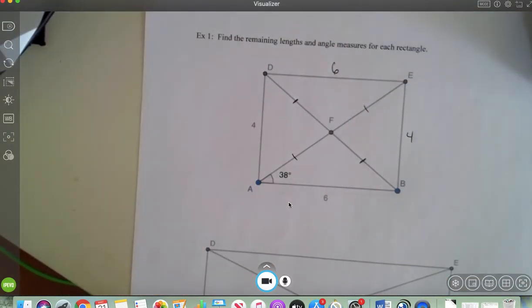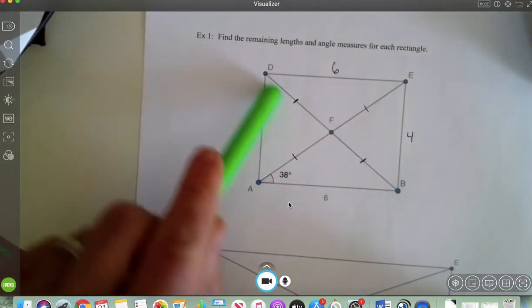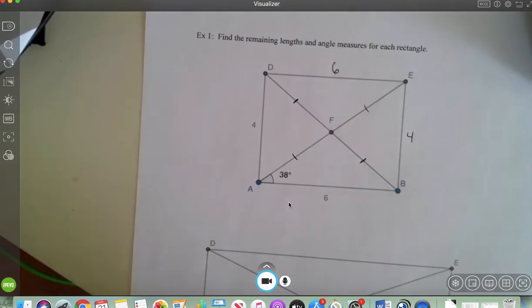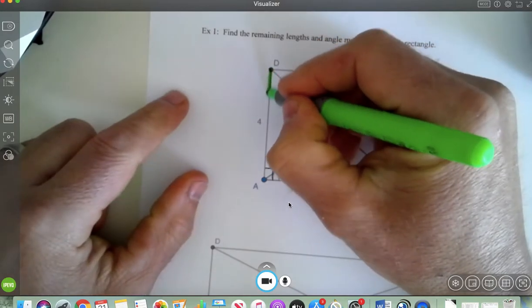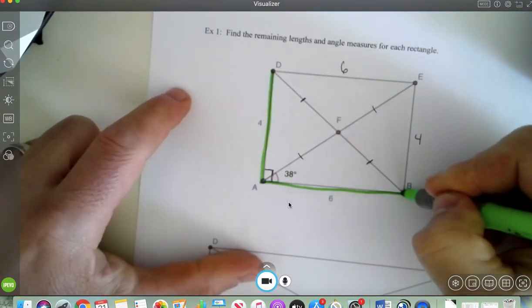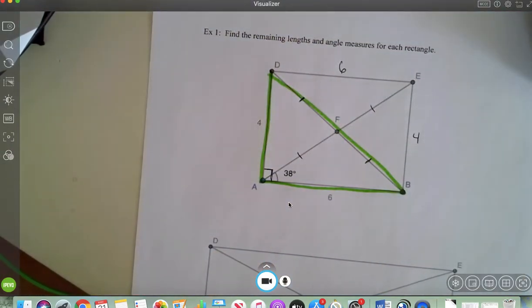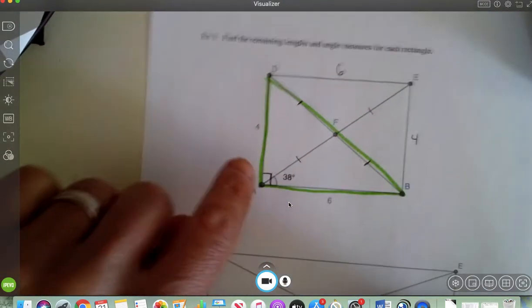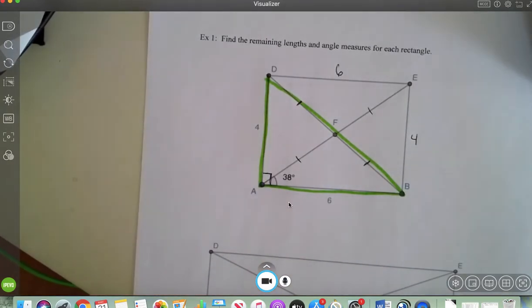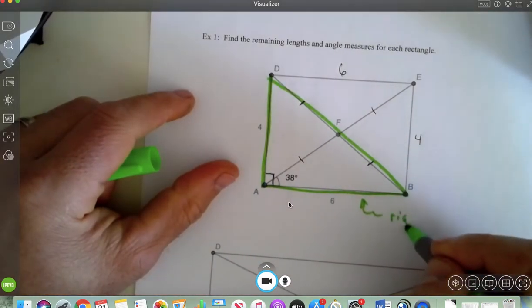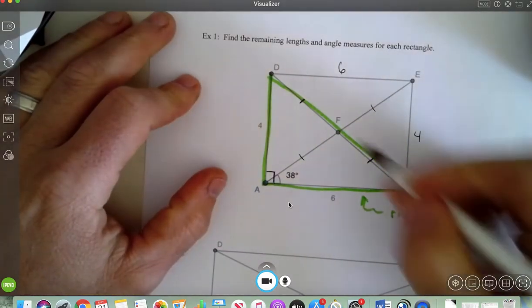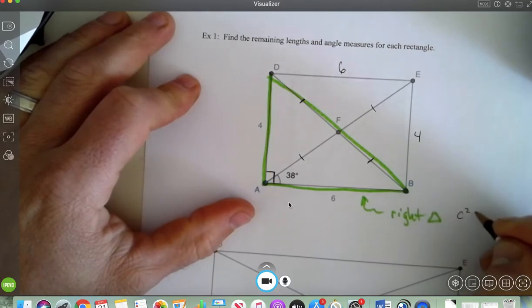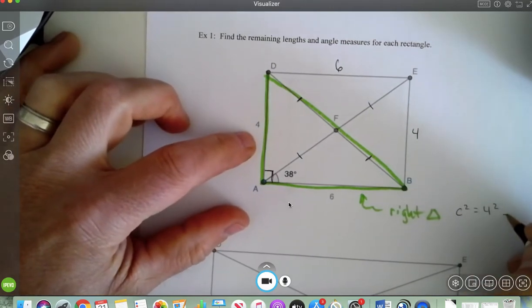Now let me see, how am I going to find this length? Remember, we have a right angle right here. So here's the key. This triangle right here, which I'm going to highlight in green, is a right triangle. It's always going to be a right triangle, because it's a rectangle, so that's always a right angle. So we're going to use the Pythagorean theorem, or a triple if it's a triple. Notice the diagonal there is the hypotenuse, so c squared equals 4 squared plus 6 squared.